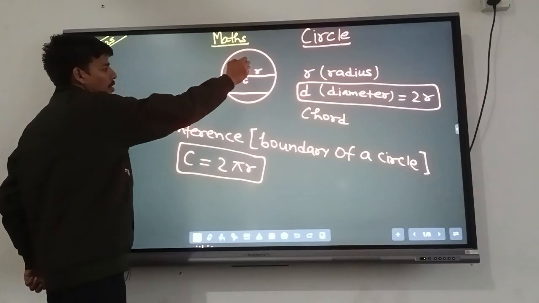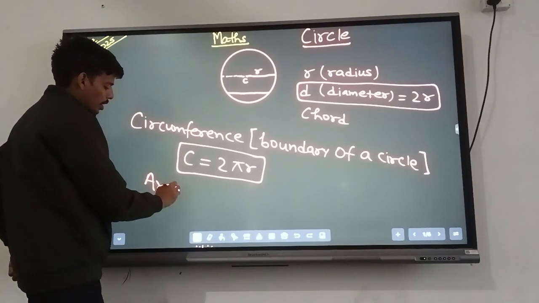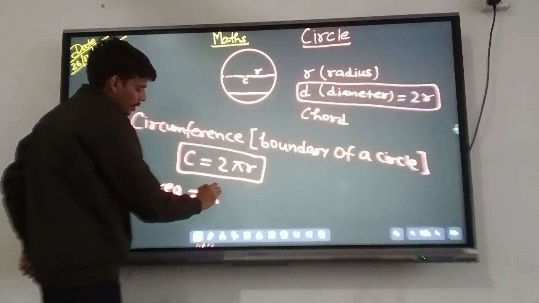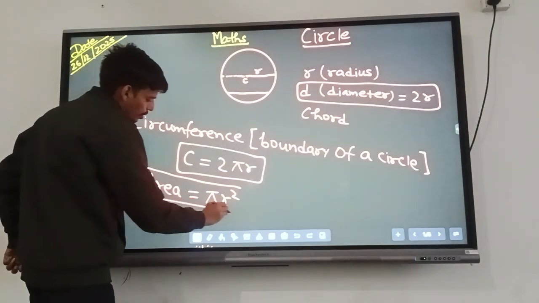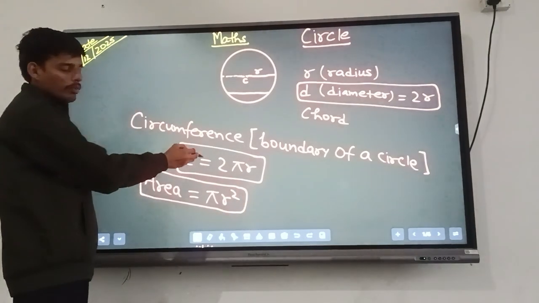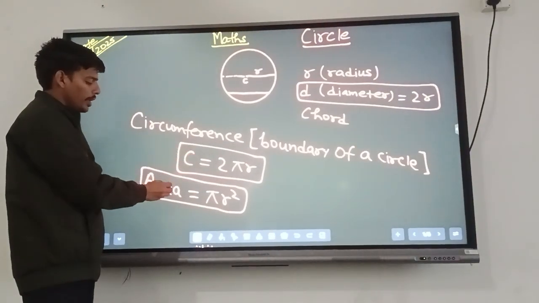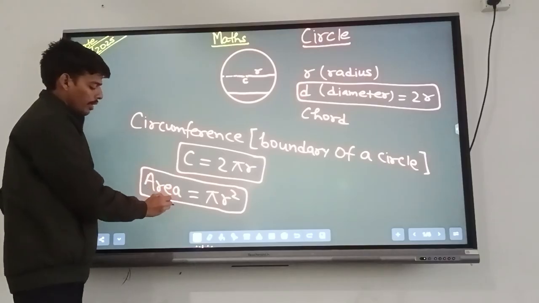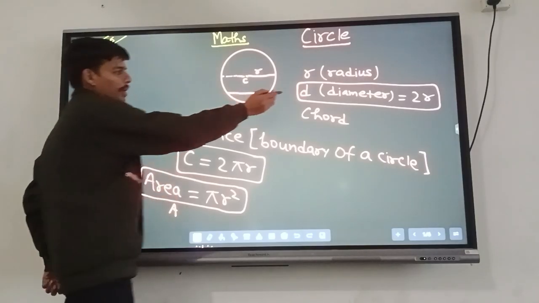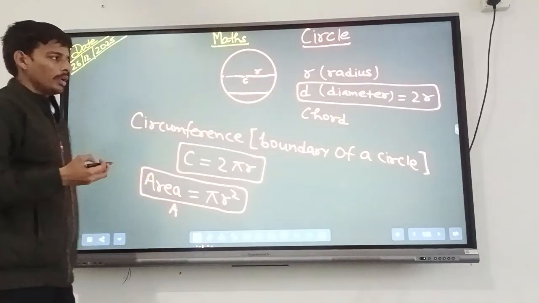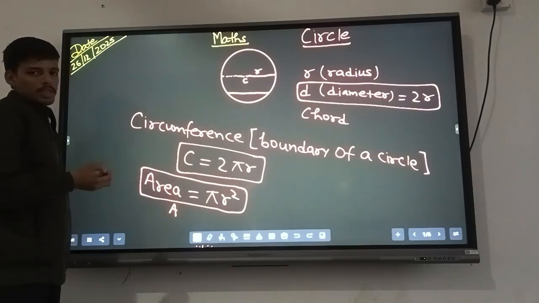And the inner part is known as area. Area equals pi R square. So circumference that denotes by C, C equals 2 pi R. Area denotes by A, A equal to pi R square, and the diameter that is double of radius. These are some basic points that are related with the circle.